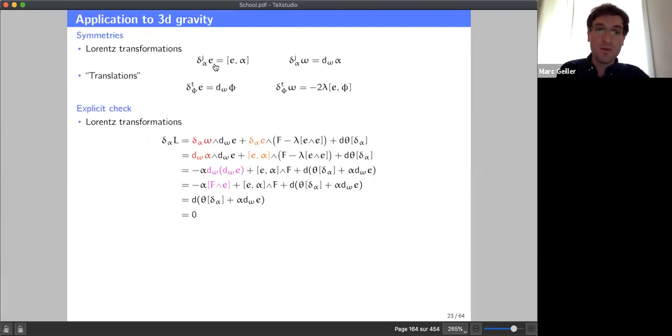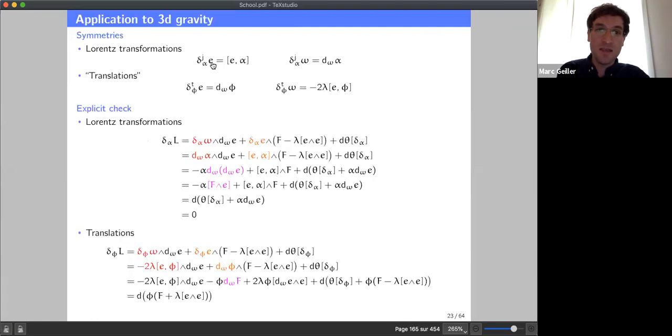So here, if I put back the indices, if I make them explicit, E on the left-hand side has a Lie algebra index and has a form index. On the right, the form index hasn't moved. It's again on E, but the Lie algebra indices on the right, you should read this as epsilon ijk ej alpha k. Right. And same thing for the transformation of the connection on the right.